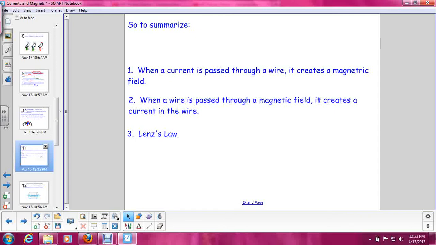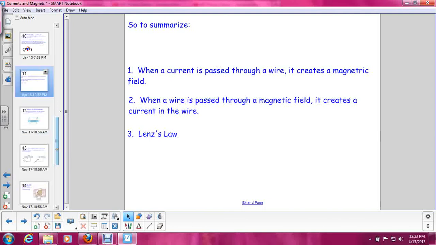So to summarize, when a current is passed through a wire, it creates a magnetic field. When a wire is passed through a magnetic field, it creates a current. And when you have this happening, Lenz's law occurs where the magnet's magnetic field and the induced current's magnetic field oppose each other. Lenz's law.